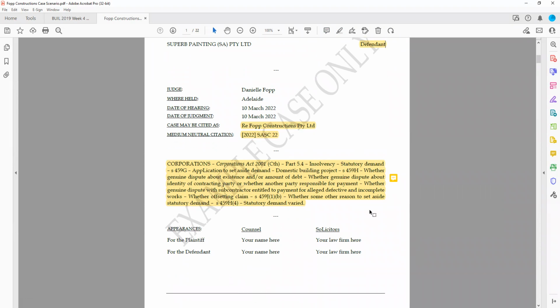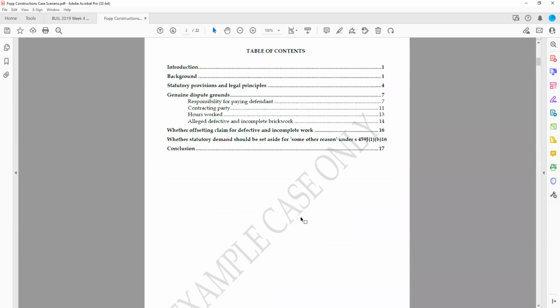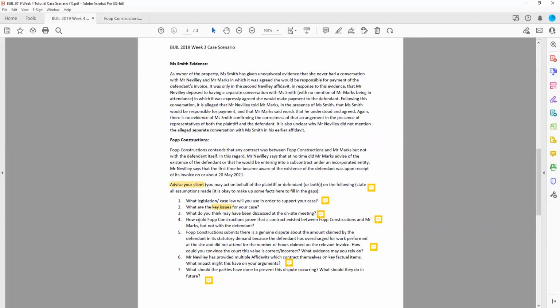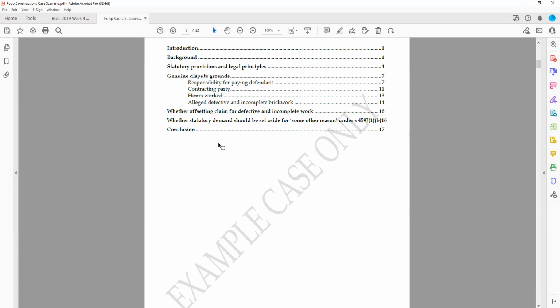Now, here they would show what law firms are available, but mainly we want to know who the plaintiff and the defendant are. Sometimes there'll be a table of contents before a case, in which case you can use that to skip to the different issues. So here we go, genuine dispute grounds. Well, responsibility for paying the defendant, that probably comes back to one of these questions. For example, how can they prove that a contract existed between FOP Constructions and Mr. Marks, but not with the defendant? Does that come back to who has to pay who? Then we have contracting parties, hours worked, any defective and incomplete work. So here we have some key issues. We've got the statutory provisions and legal principles that they'll be using, and we have a conclusion from the judge.